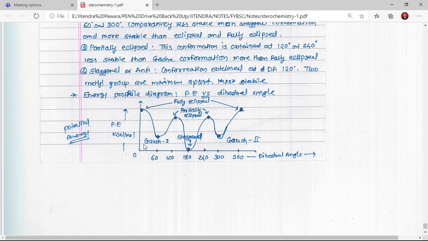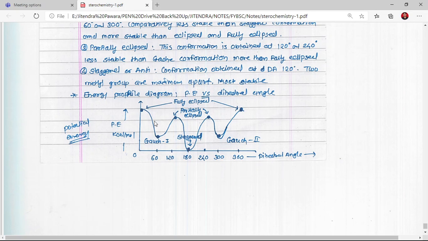So this is the energy profile diagram of butane. At dihedral angle 0, you will get the fully eclipsed conformation, obtained at 0 and 360. Here two methyl groups are closer to each other and steric interaction is observed. This is a less stable conformation because it is a higher potential energy conformation.